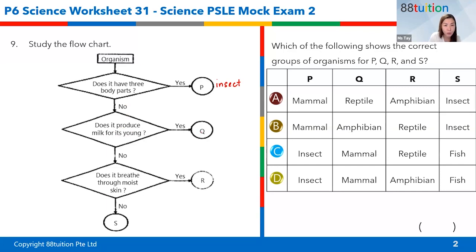If it's a yes, what do you think? Can you guess? Can you guess? What is this? Which type of organism actually produces milk for the young? I think it starts with a letter M, right?